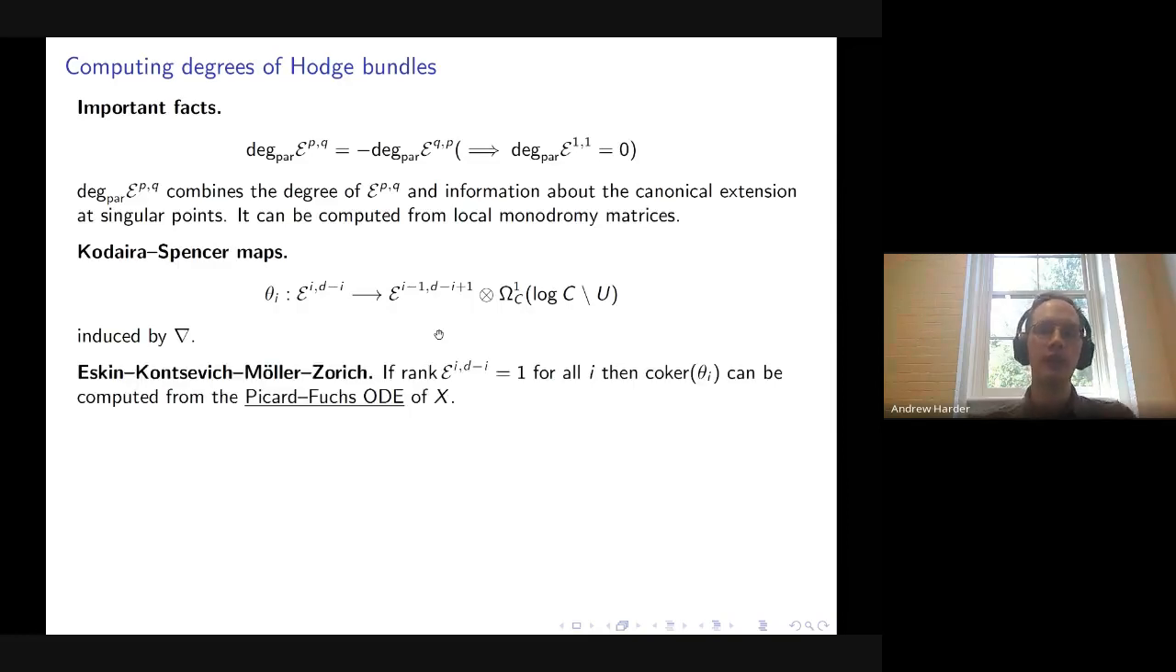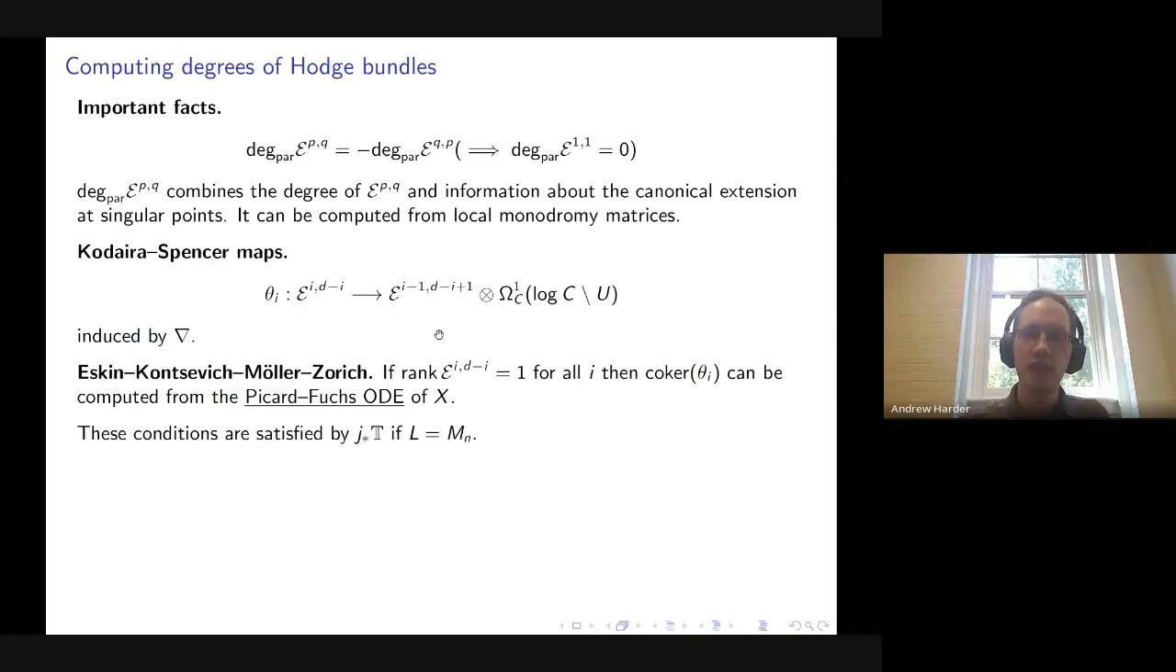This is something that Eskin, Kontsevich, Möller, and Zorich tell us how to do. They tell you that if your Hodge bundles all have rank 1, then you can compute this degree, or the cokernel of this map, using the Picard-Fuchs equation. That's really the moral here: you can compute this map using the Picard-Fuchs equation. So this is where Picard-Fuchs comes into the whole story.